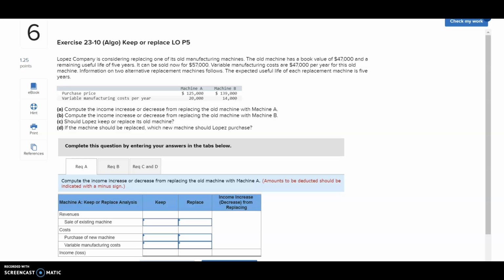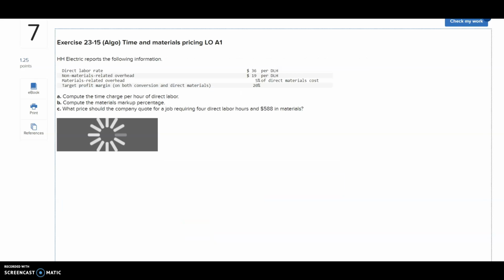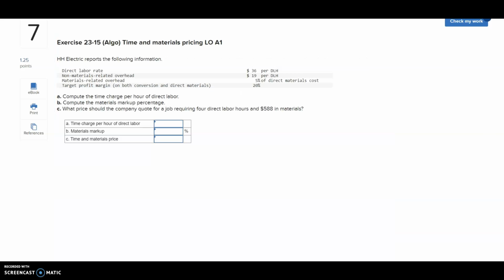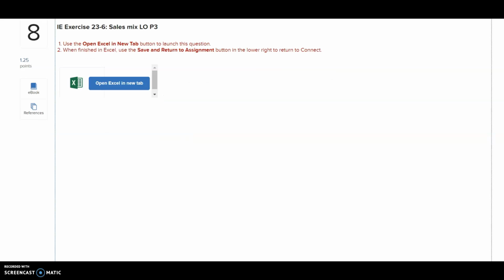And then the next problem is the time and materials pricing. So this is found on page 376 in the textbook under the decision analysis. So it's a little bit harder to see because it's under a different looking section. And then the last one is the integrated Excel problem.